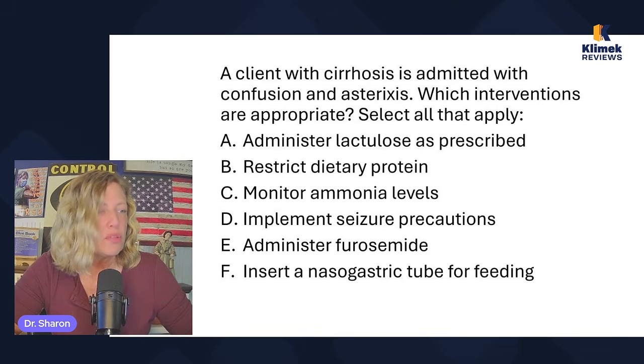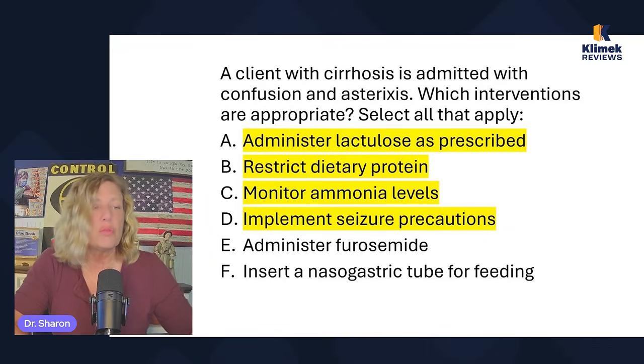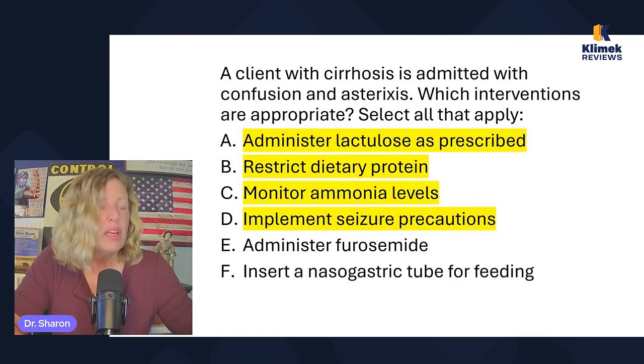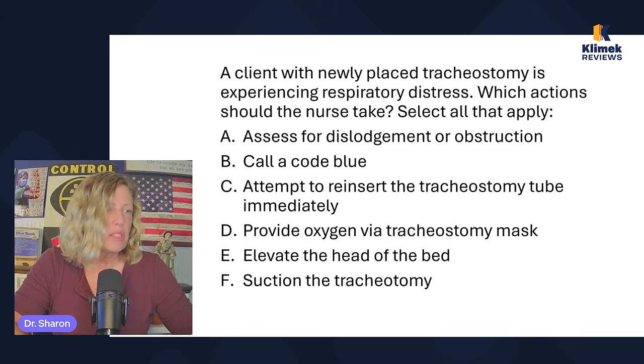I would insert an NG tube for feeding for a patient with hepatic encephalopathy. No, we would not do that. We would try to reverse the ammonia level, and then they can eat on their own. That's not a problem. So tube feeding is not a common treatment for a patient with hepatic encephalopathy. So these are the treatments that I would expect.